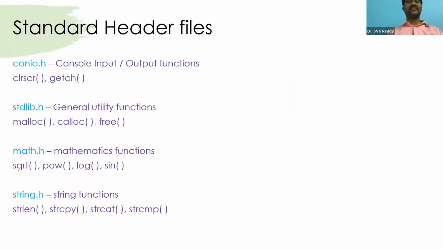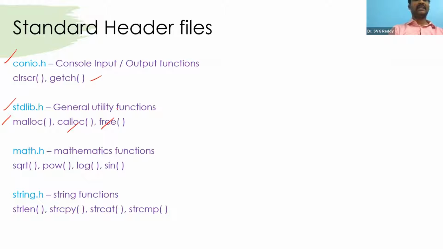In the same way, we have some other header files also, like conio.h, which is nothing but console input output functions. Con stands for console, and IO input output functions. For example, clrscr, clear screen, and getch, of course, we'll use in the programming. And then we have stdlib.h, which has general utility functions, like malloc and calloc to allocate the memory, and then free to free the memory. Those are two different types of allocation schemes, malloc and calloc.